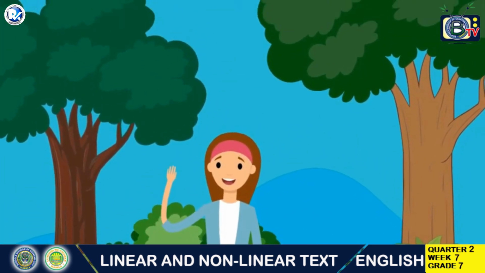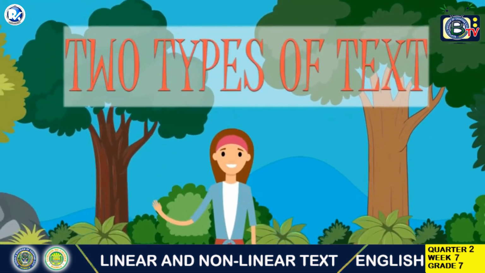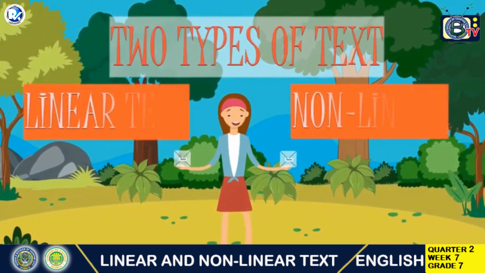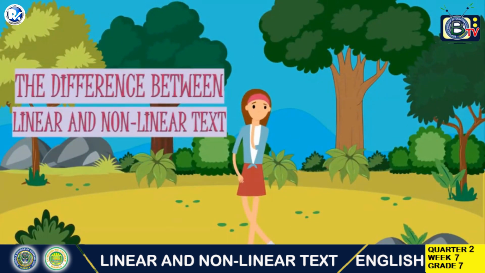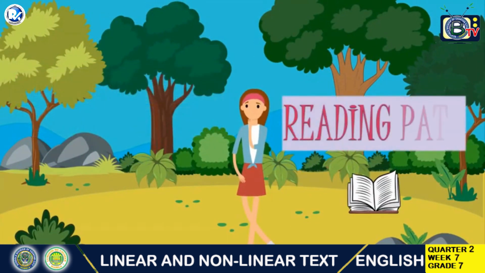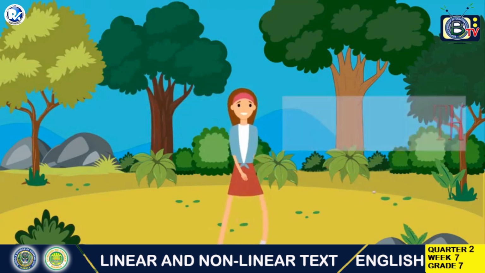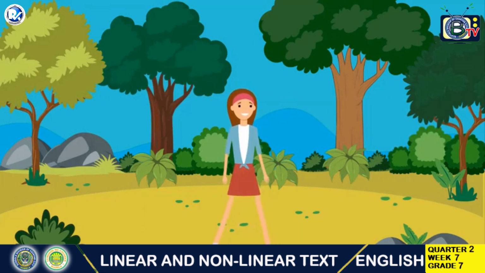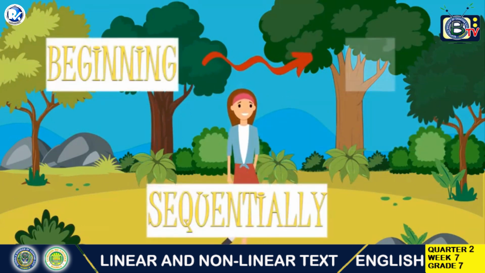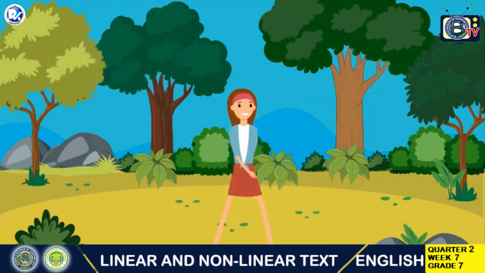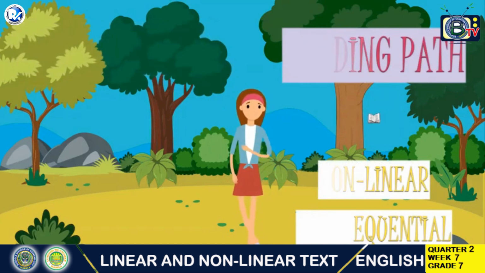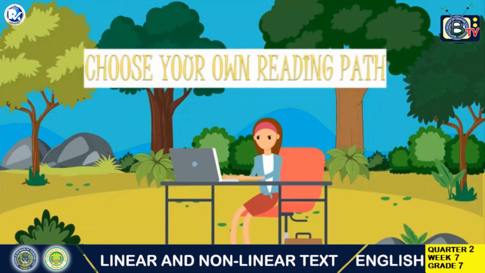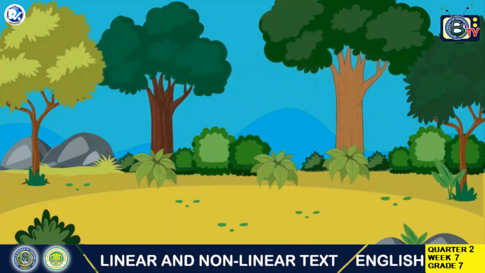Now, we will talk about the two types of text, the linear text and the non-linear text. The key difference between linear and non-linear text is the reading path. In a linear text, a reader can make sense of the text by reading sequentially from beginning to end. However, in non-linear text, the reading path is non-linear and non-sequential. Thus, the reader can choose his own reading path.